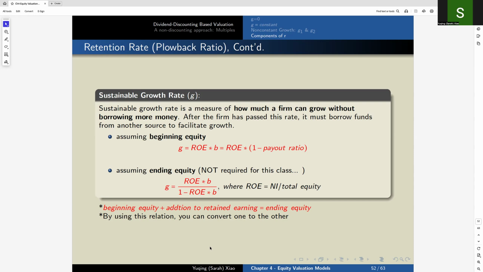The formula is growth equals ROE times the retention rate. Here's the intuition. For every dollar of earnings, the company retains some percentage, and each retained dollar earns the firm its ROE. Multiply those together, and you will get the contribution to growth.